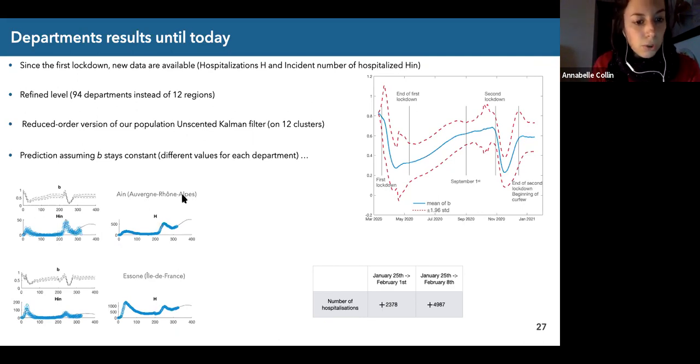And for example, I show you two departments, and I have the number of hospitalizations given just here. Today it's Monday, and I have made a prediction to see how many new hospitalizations I will have in one week and in two weeks, and the results are given here. So I don't know if a new lockdown will arrive in France quite soon, but maybe yes.